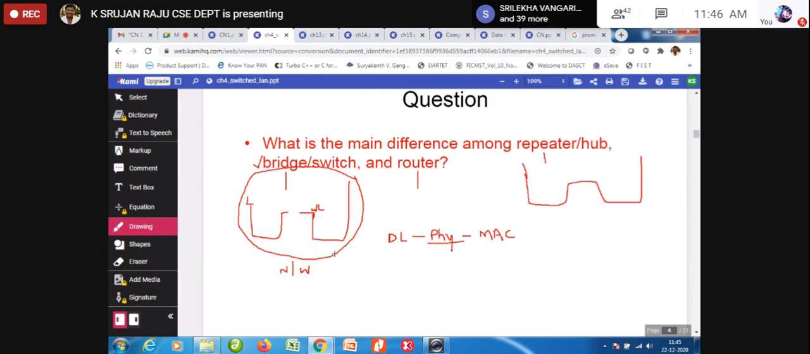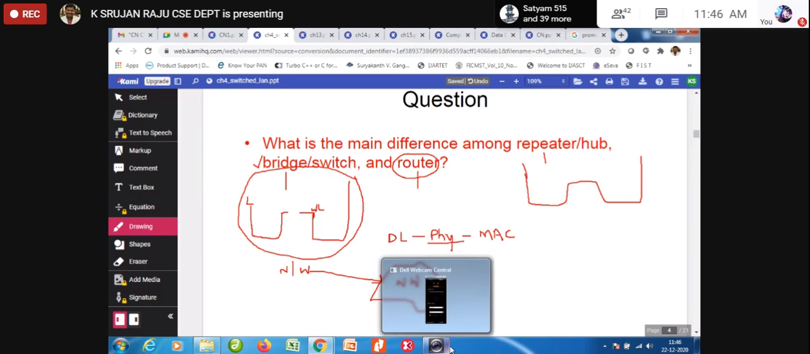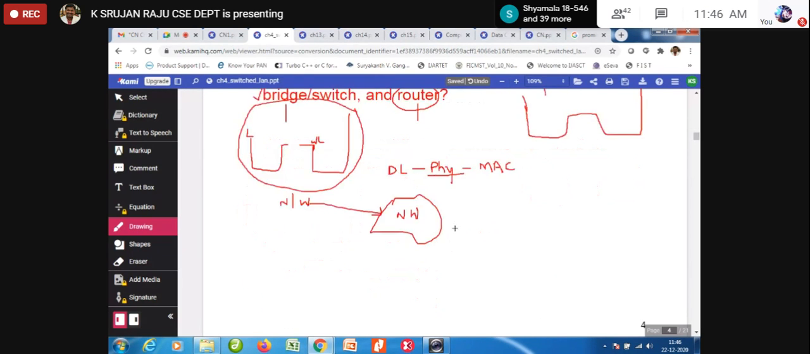But when it is outside, between the different networks, how it should be routed, how it should be connected, that is what exactly we are going to talk about with the router. Is it clear now? Yes, sir.